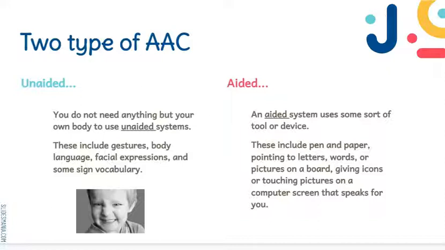There are two types of AAC, unaided and aided. Unaided: you do not need anything but your own body to use unaided systems. These include gestures, body language, facial expression, and some sign language. Aided: an aided system uses some sort of tool or device. These include pen and paper, pointing to pictures, words, or pictures on a board, giving icons, or touching pictures on a computer screen or an iPad that speaks for you.